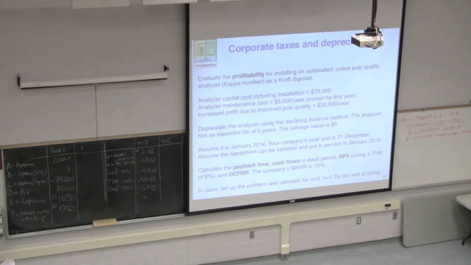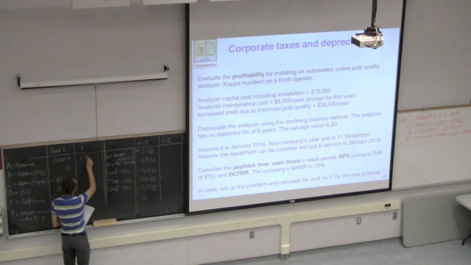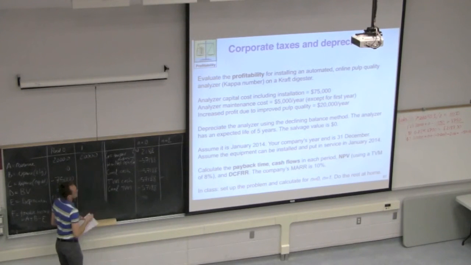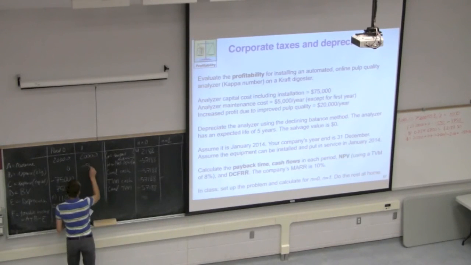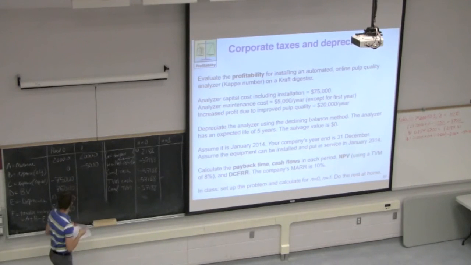Okay, so now let's get to the really interesting period, which is the next one after that. Revenue is $20,000 again. So I earn $20,000 the next year that this equipment is operating. What's my eligible expenses in period N1? -5,000. Capital expenses? Zero. Book value.